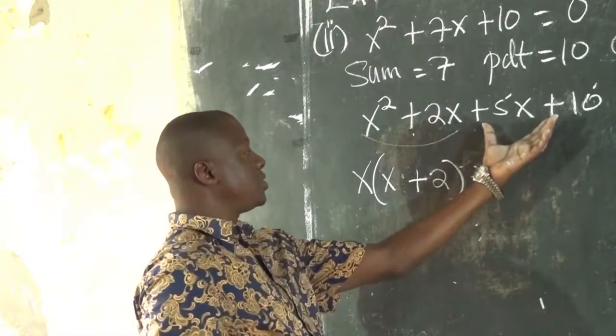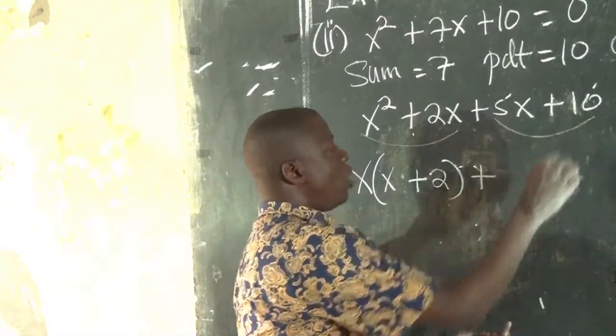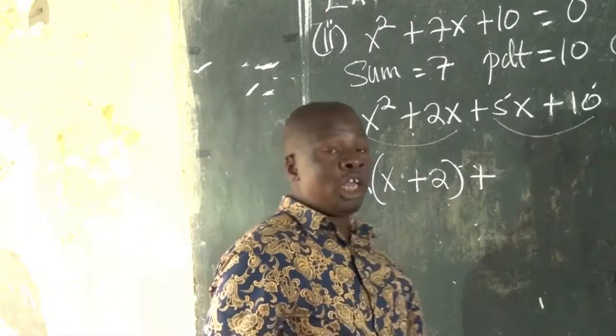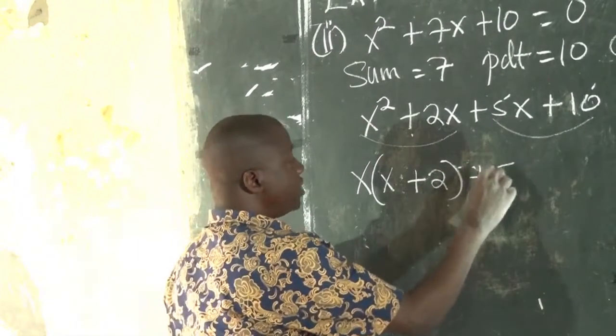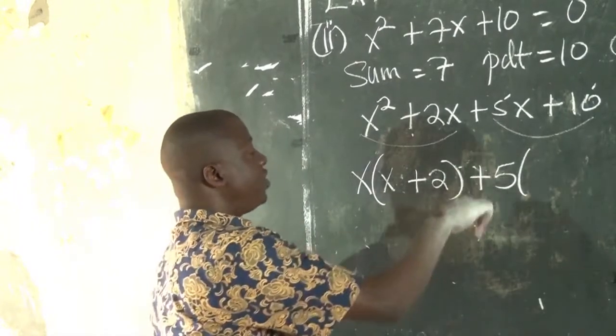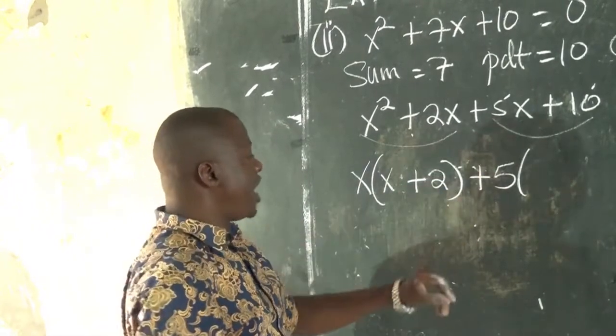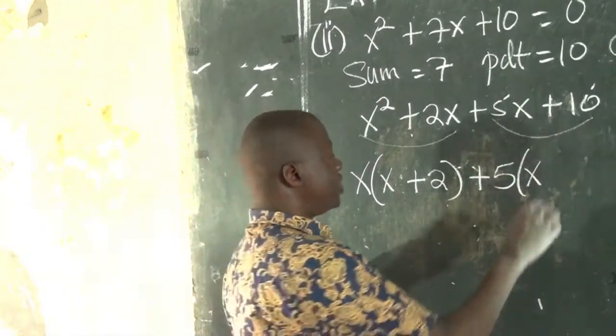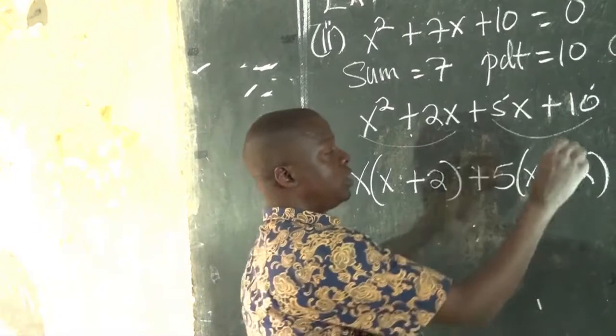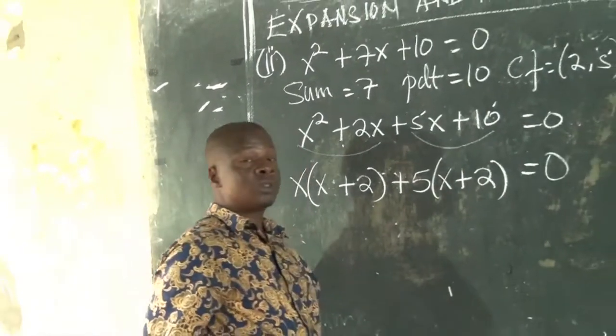Plus, look at these two. There is something common between 5 and 10, that is 5. So pull out 5. 5x divided by 5 gives the x. 10 divided by 5 gives the 2. Remember to equate it to 0.